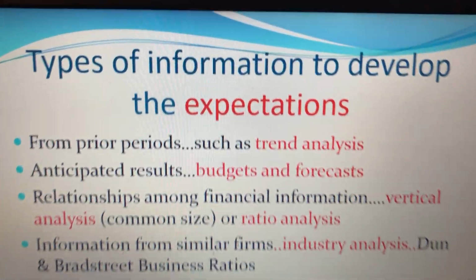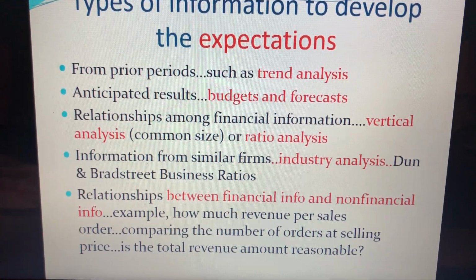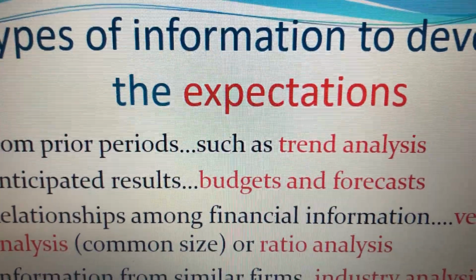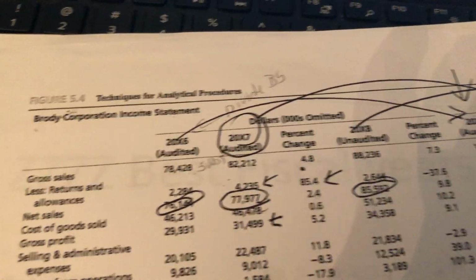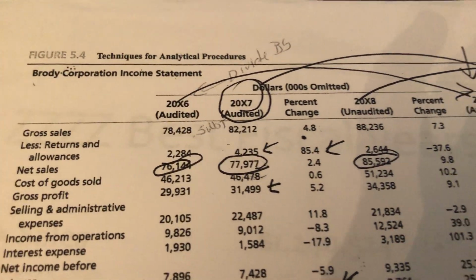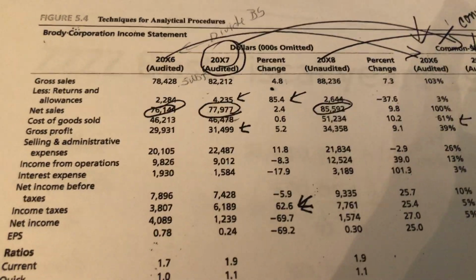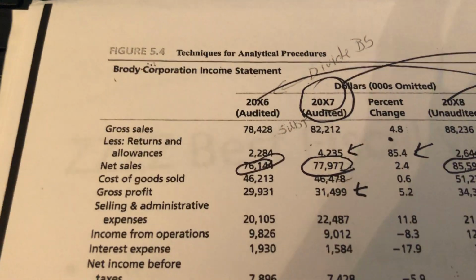Now, I mentioned trend analysis. These are all the forms of analytical procedures, and I've also put them down on this sheet. With trend analysis, you want to look at one period to the next. There is a handout I'm going to send you, but it's also in the textbook. It's figure 5.4. This is not Keystone, but this gives you an idea of all these different types of analytical procedures. Let's zero in on trend analysis.